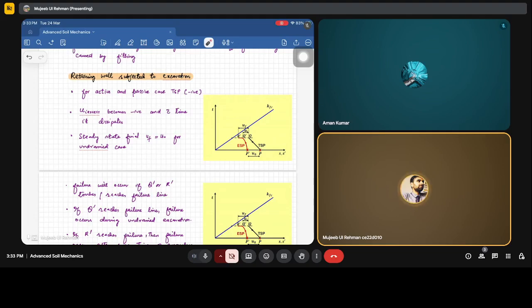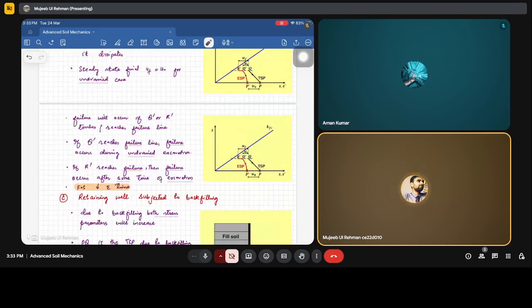So both things can happen. Either this Q dash will reach this place, or once the pore water pressure starts to dissipate, the negative pore water pressure starts to reduce, and this R dash will reach the failure line. Fine. So if Q dash reaches the failure line, failure occurs during undrained excavation. This is true because at this point of time we are doing the excavation, and if this Q dash reaches this failure line, it means that this failure happens due to the undrained excavation. And if R dash reaches failure, once we have stopped the excavation stage, it means that the failure occurs after some time of the excavation.